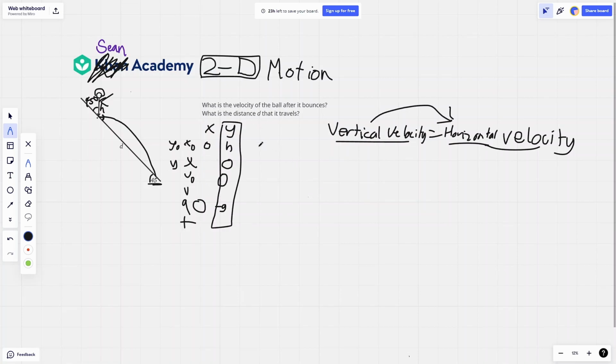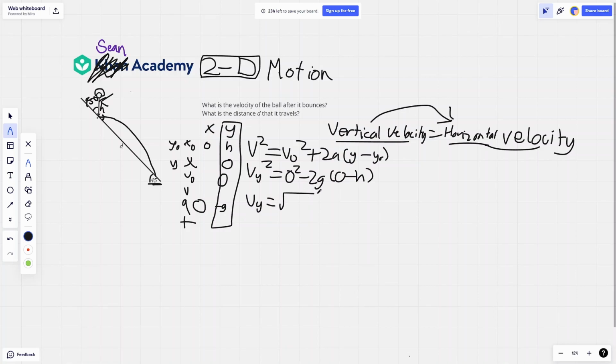Okay, so we can just use the regular equation, otherwise written out as v squared is equal to v naught squared plus 2a times, for our situation, y minus y naught, right? So if we plug in our variables here that we have, it'd be v squared is equal to 0 squared minus 2g times 0 minus h. This will give us vy is equal to the square root of 2gh, right?